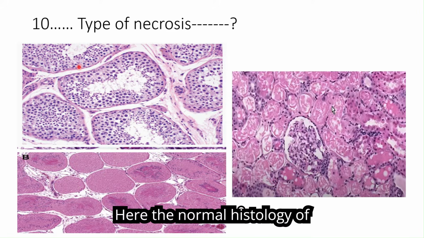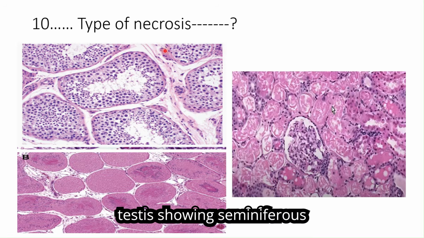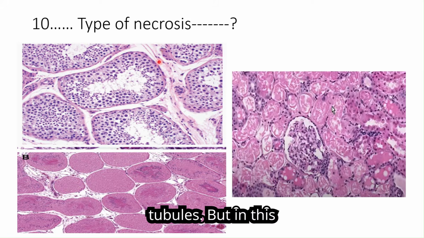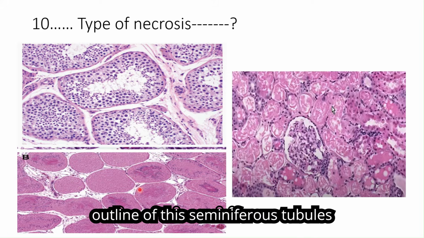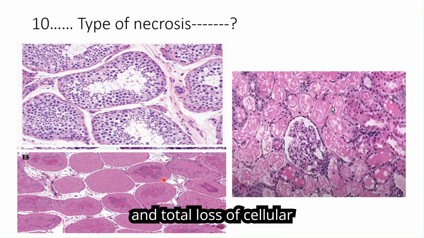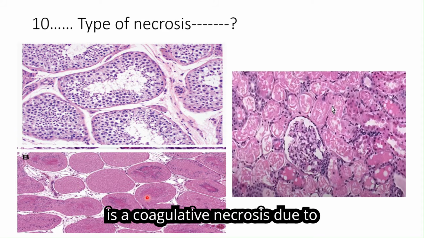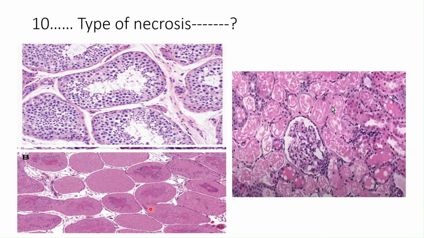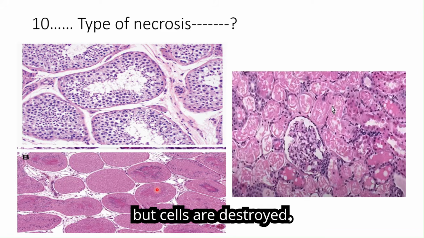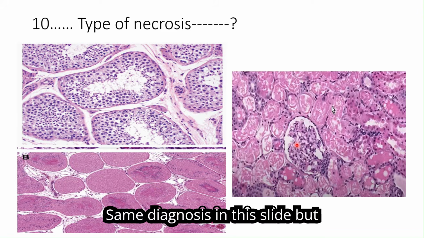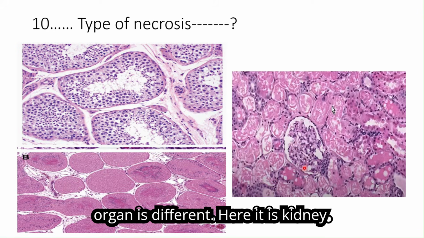Here, the normal histology of testis showing seminiferous tubules. But in this slide, you can appreciate only the outline of these seminiferous tubules and total loss of cellular architecture. So, this is a coagulative necrosis due to ischemia, in which architectural outline is preserved but cells are destroyed. Same diagnosis in this slide, but organ is different.